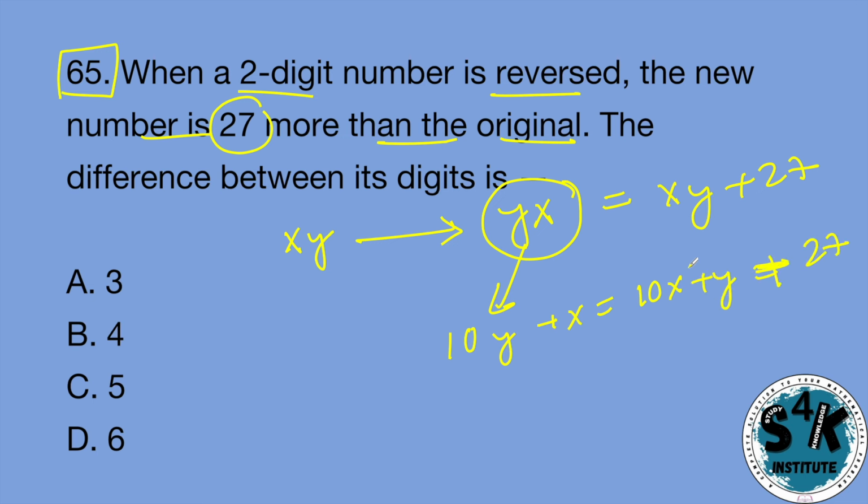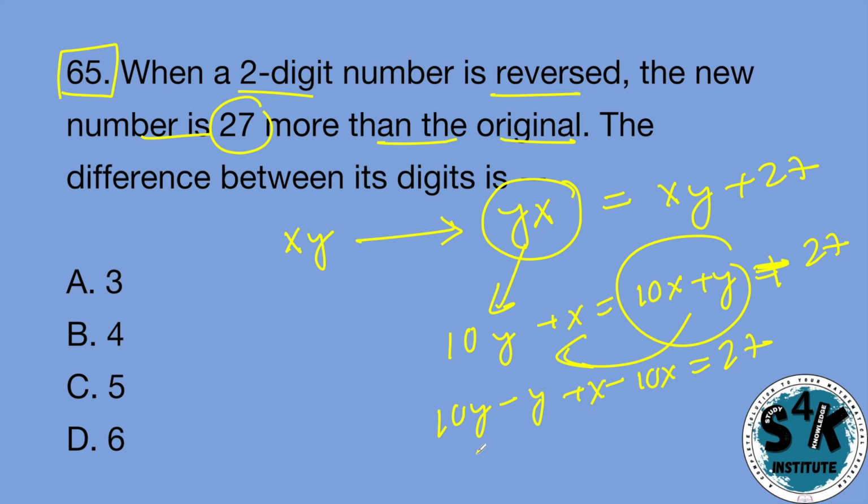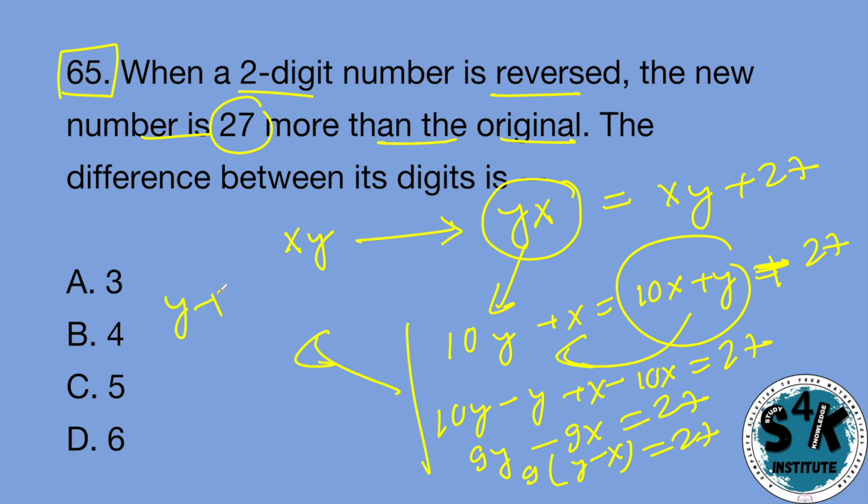Okay, now transfer this to the other side. You will get 10y minus y plus x minus 10x is equal to 27. When you solve this, you will get 9y minus 9x is equal to 27. If you take 9 common, 9 times (y minus x) is equal to 27. So here I am doing the calculation further. y minus x is equal to 27 by 9, you get 3. So the difference between the digits is 3.